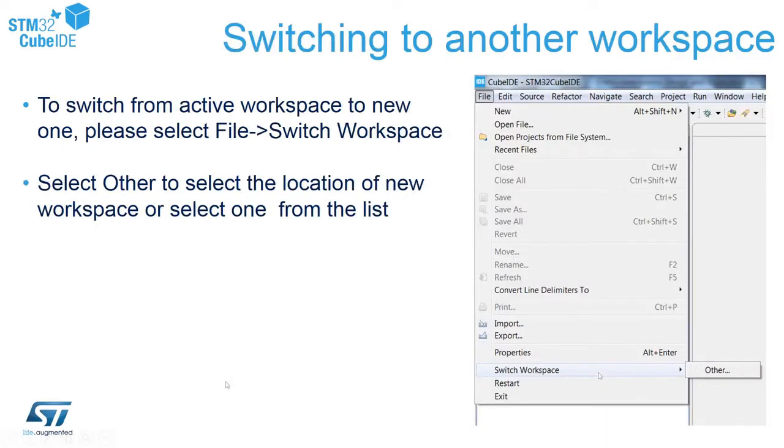Another thing which is quite convenient within STM32Cube IDE, it's coming from Eclipse, it's switching the workspaces. We can imagine the situation that we are working on several projects or several workspaces, and to switch between them it's quite easy. It's just enough to go to File and switch workspace, and as a result you can see the list of recently used workspaces and the option Other, which allows you to select a different location of the workspace, which is already existing.